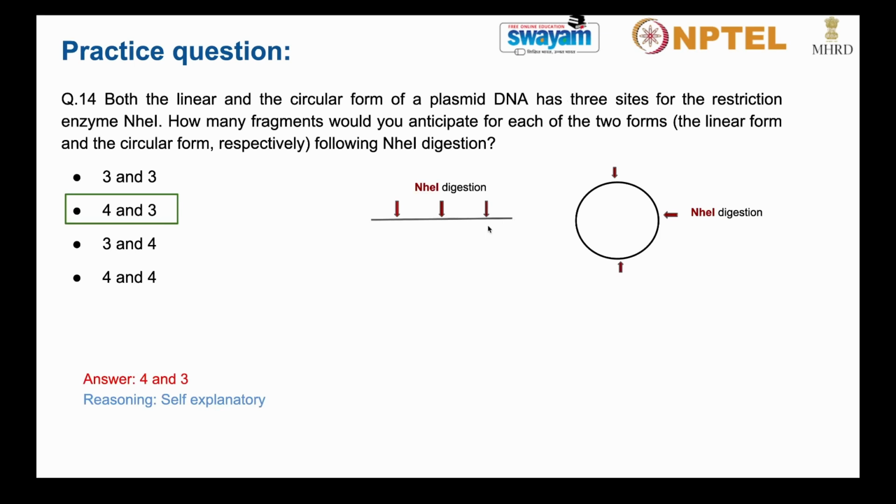Whenever any DNA or plasmid is linear and there are 3 restriction sites, or n number of restriction sites, then the number of fragments it will generate will always be n plus 1, because it is linear and both of its ends are exposed. So one extra fragment will be generated compared to the number of cleavage sites. So its answer will always be n plus 1. Whereas if we talk about the circular plasmid DNA, then the number of cleavage sites and the number of fragments you observe will always be equal. So in this, as there are 3 sites of restriction digestion, the number of fragments it will generate will be 3. So the correct answer for this question will be option B, that is 4 and 3.